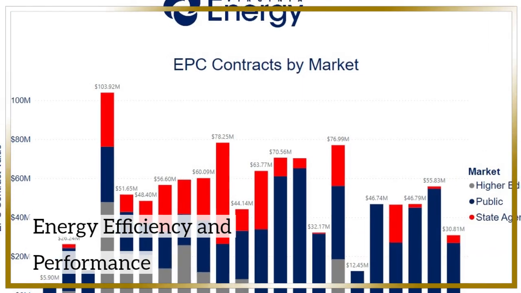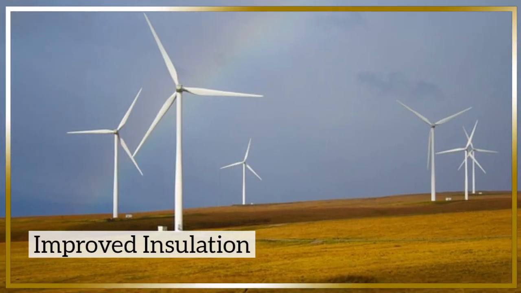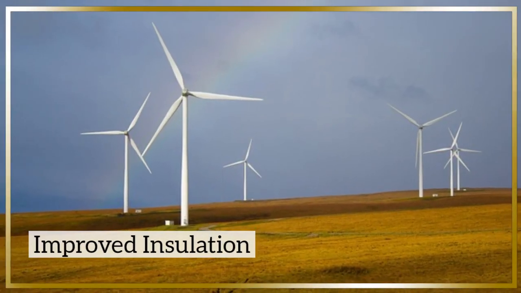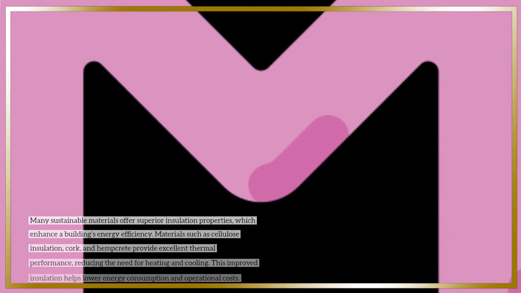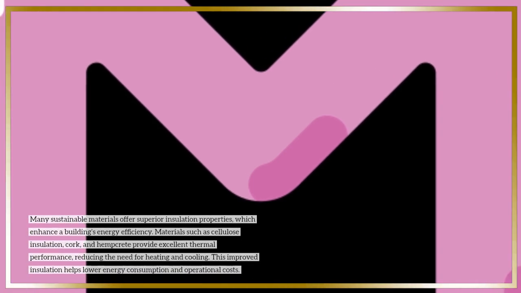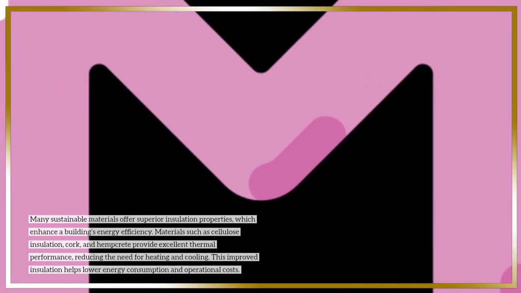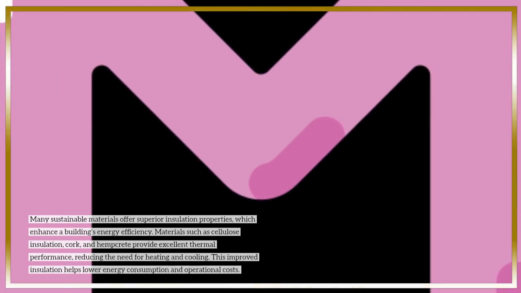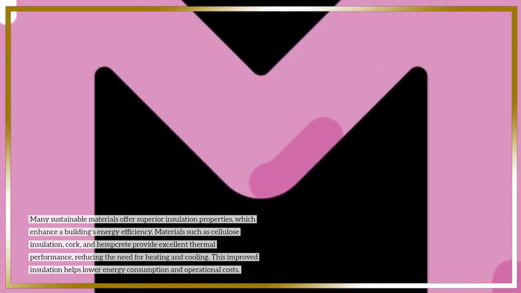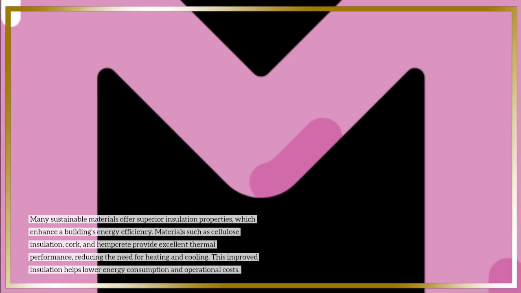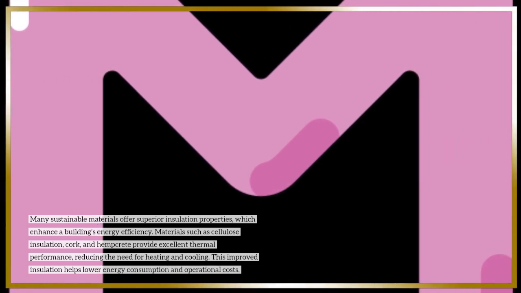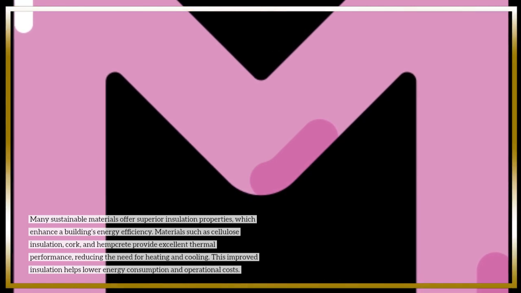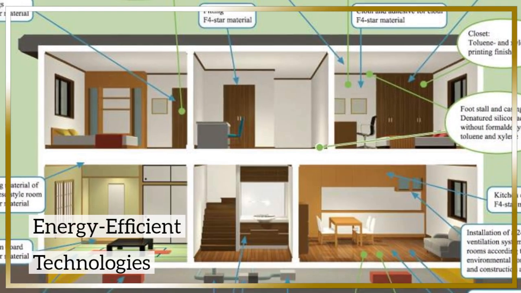Energy efficiency and performance. Improved insulation. Many sustainable materials offer superior insulation properties, which enhance a building's energy efficiency. Materials such as cellulose insulation, cork, and hempcrete provide excellent thermal performance, reducing the need for heating and cooling. This improved insulation helps lower energy consumption and operational costs.